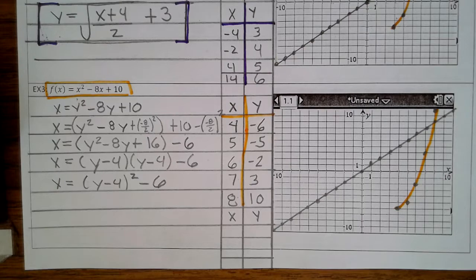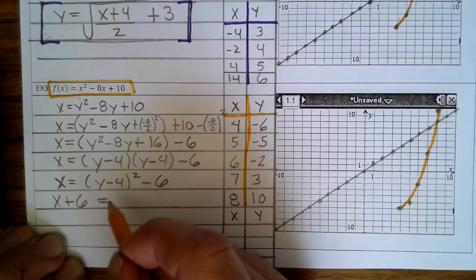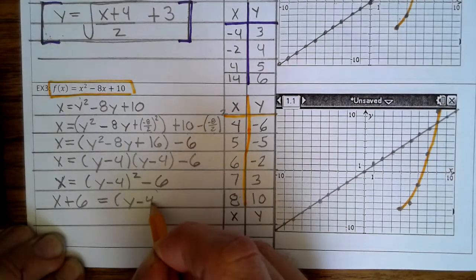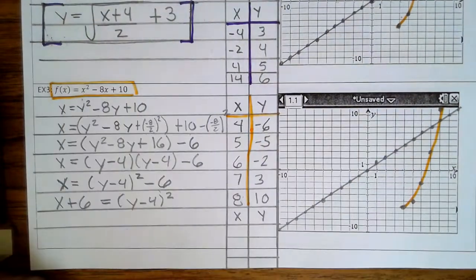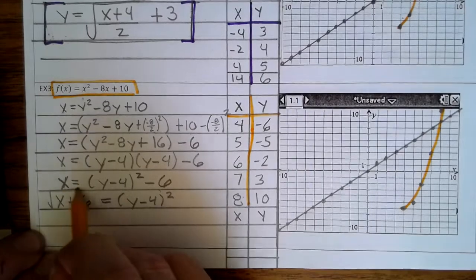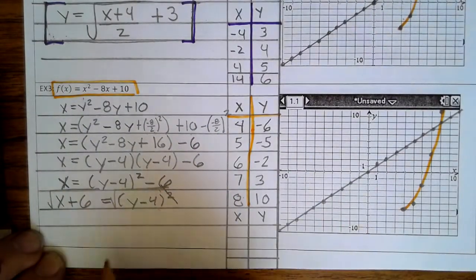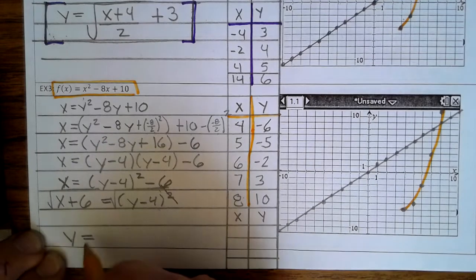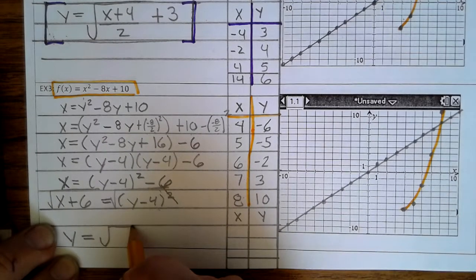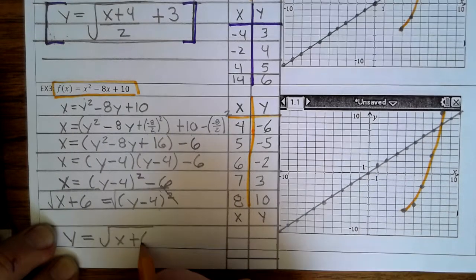We're going to take the square root of both sides, and let's add 4 to both sides. So y equals the square root of (x plus 6), plus 4. All right, now let's graph using the points.